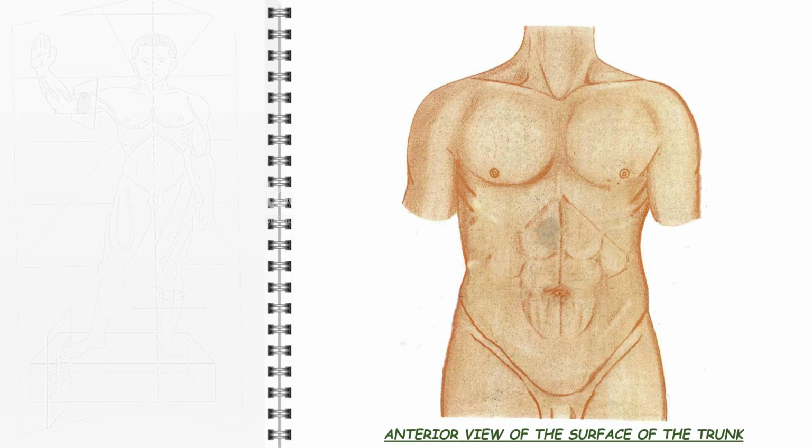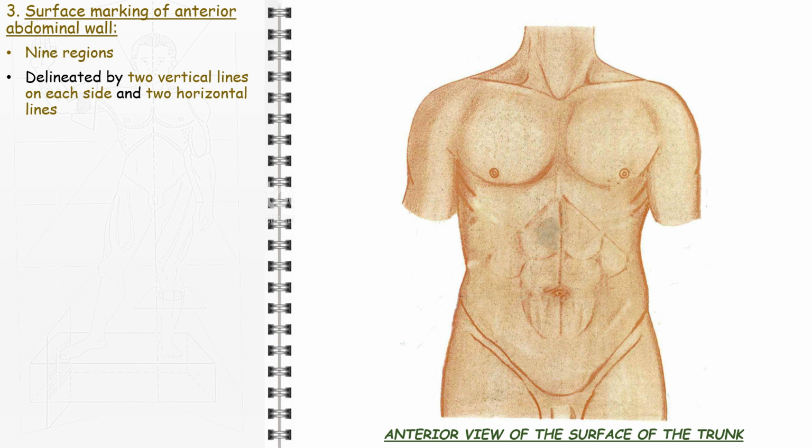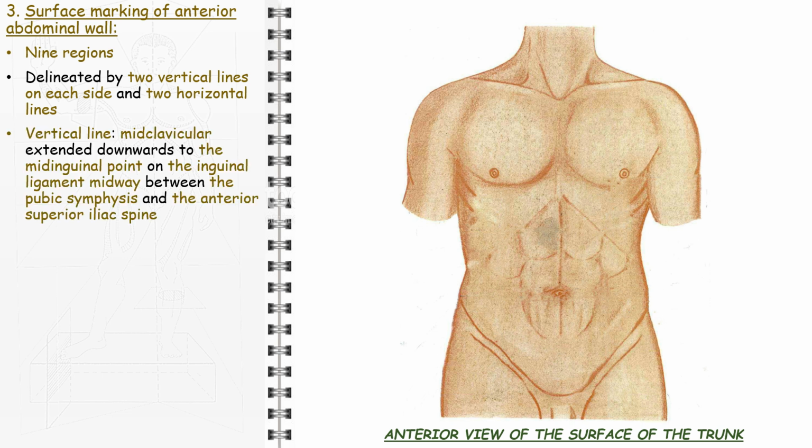On the surface, 9 regions of the anterior abdominal wall are distinguished. They are delineated by 2 lateral sagittal lines on each side and 2 horizontal lines. The vertical line extends from the midclavicular point downwards to the midinguinal point on the inguinal ligament, midway between the pubic symphysis and the anterior superior iliac spine. The midline crosses the umbilicus.